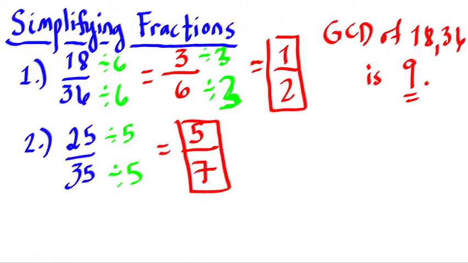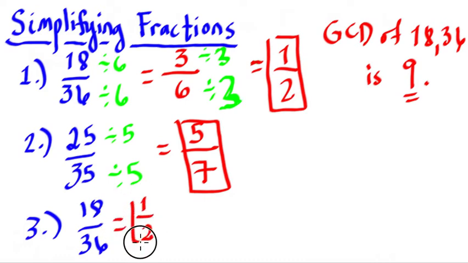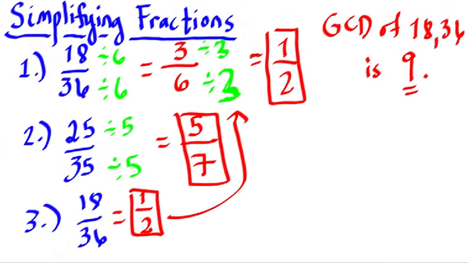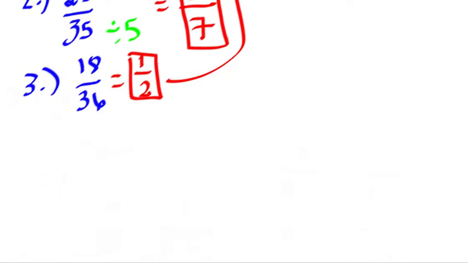Now let's move on to number 3. Number 3 is 18 over 36 again. I think there's an error in the example. We know 18 over 36 simplifies to 1/2. The solution is in number 1. My bad.